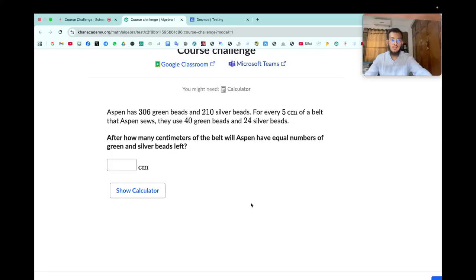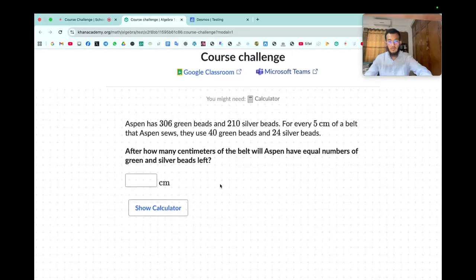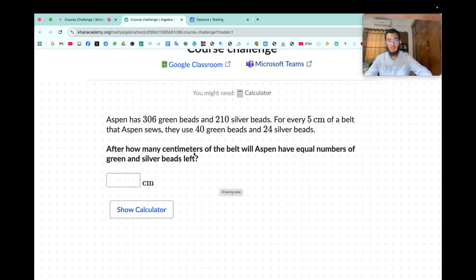Aspen has 306 green beads and 210 silver beads. For every 5 centimeter of a belt that Aspen sews, they use 40 green beads and 24 silver beads. After how many centimeters of the belt will Aspen have equal numbers of green and silver beads left? Okay, we basically have to form two linear equations and find the intercept, find the common point.